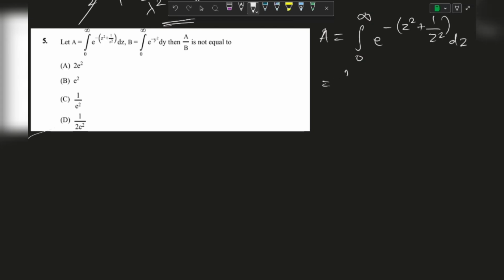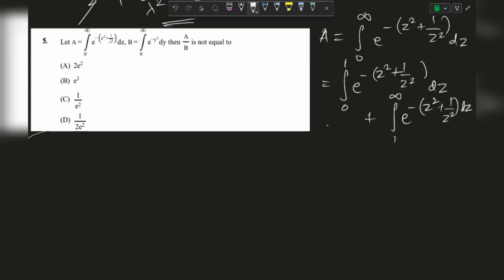So what I will do is, this is a very common type of question. I have to split the limits. I will split this into integral 0 to 1 of e power of minus (z squared plus 1 by z squared) dz, and integral 1 to infinity of e power of minus (z squared plus 1 by z squared) dz. And now, if I take the first one to be I1, in I1 I will substitute z as 1 by t.